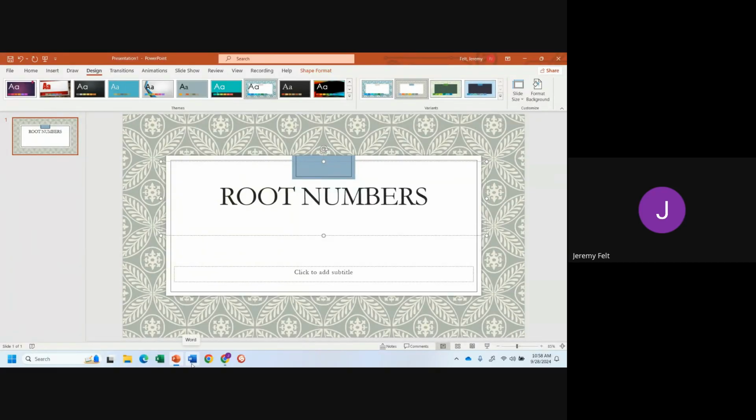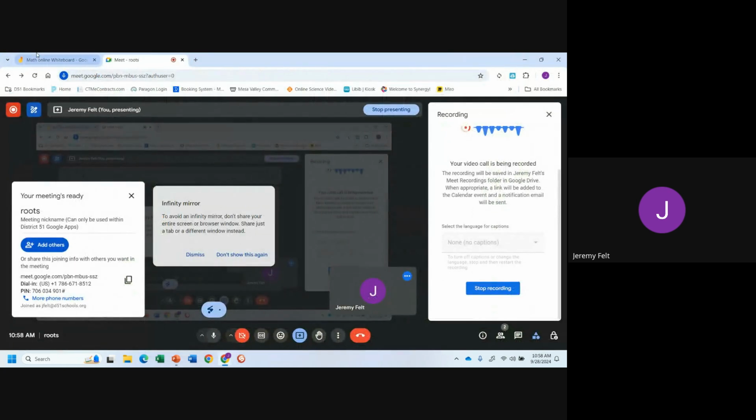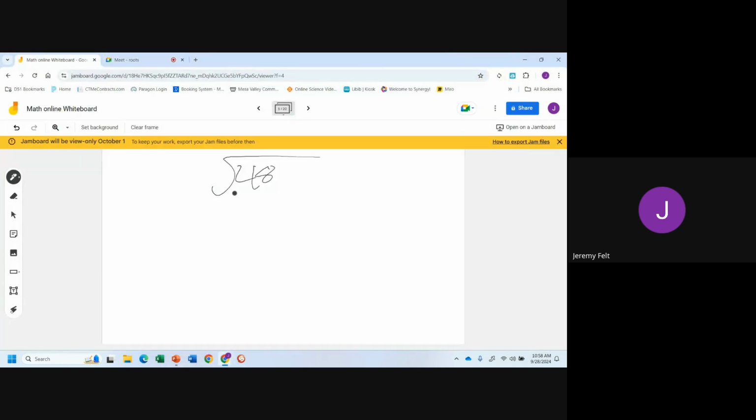All right, guys, today we're looking at a quick little rundown of root numbers and how we can solve some of those. So again, if we're taking the square root or cubed root of something, we may end up with a whole number or we may end up with an irrational number. So let's take a look at these.